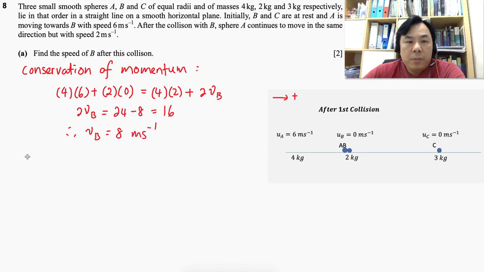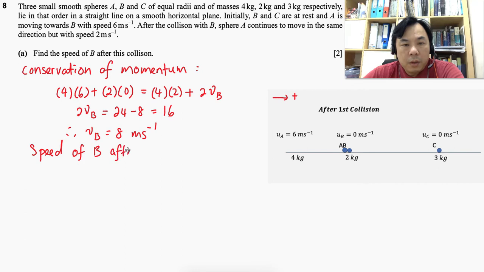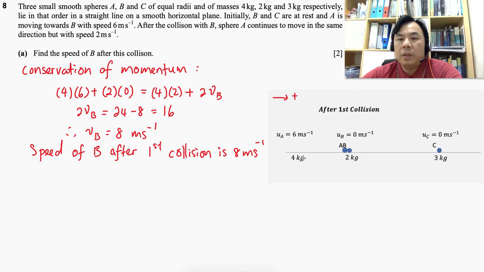So the speed of B after the first collision is 8 meters per second. B will be moving at 8 meters per second, and A will slow down and still be moving at 2 meters per second here. And then B will be moving towards C. Most probably it's going to collide with C. We're going to look at part B shortly.